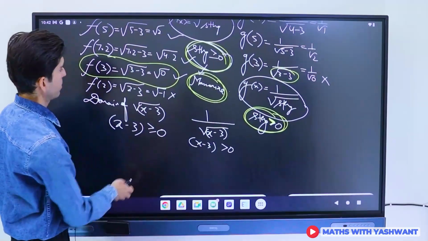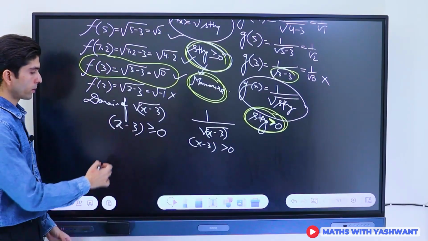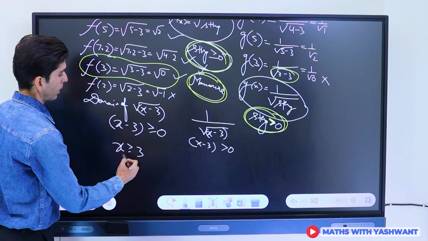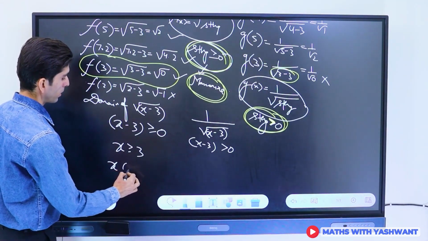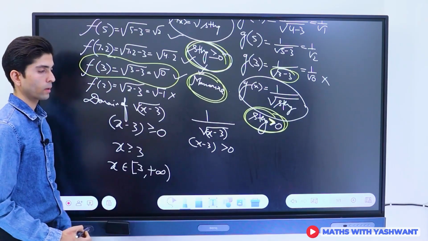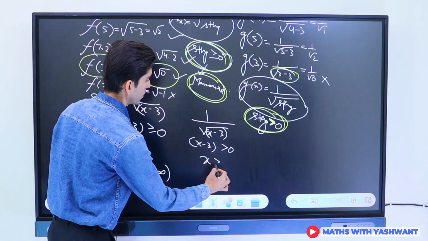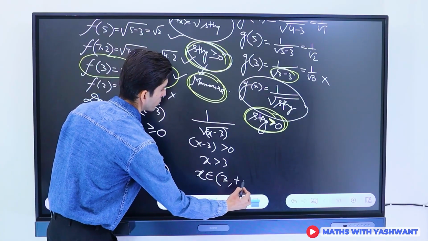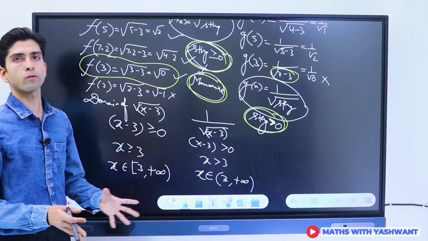Okay, so if you solve this inequality, you get x greater than or equal to 3, and this can be written in the interval form 3 to positive infinity. And here you get x greater than 3, which in interval form comes out to be 3 to positive infinity. I hope this is clear to you all.